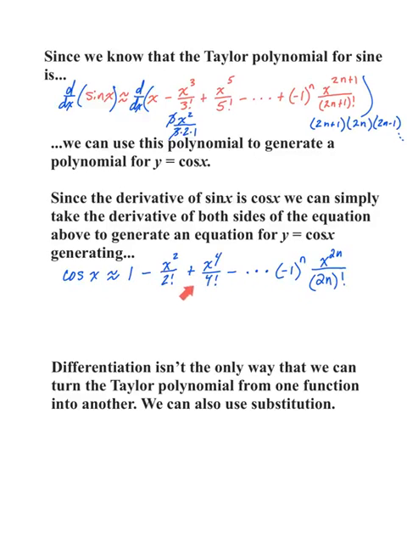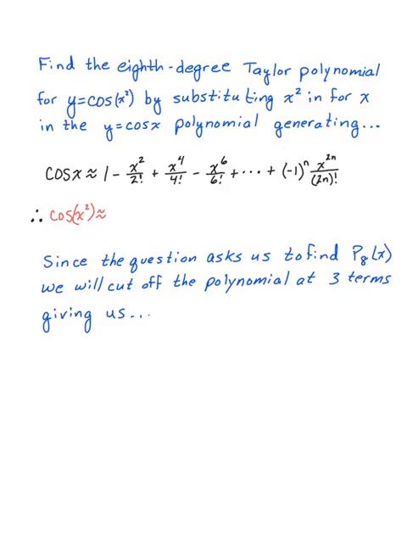This is the Taylor polynomial for cosine of x. All right. So differentiation isn't the only way that we can turn Taylor polynomials from one function into another. We can also use substitution. Take a look at how we can use substitution to evaluate this. Find the 8th degree Taylor polynomial for y equals cosine of x squared by substituting x squared in for x in the y equals cosine x polynomial.